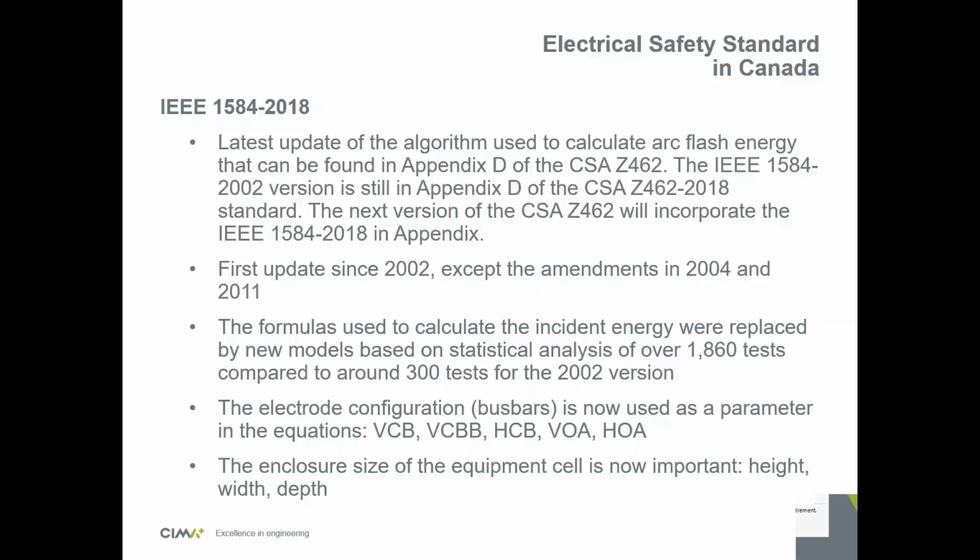This 2018 version is the first update since 2002, and this new version of the standard is much more complex than the 2002 version. So now there are electrode configurations, and the enclosure size of the equipment now enters the calculations.